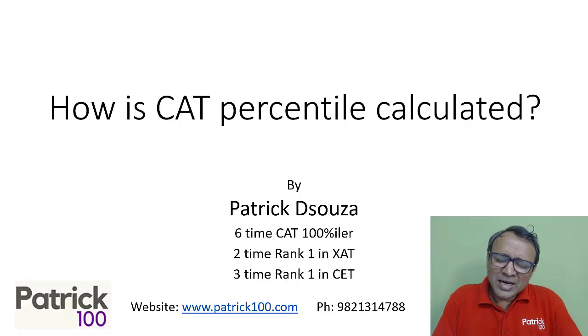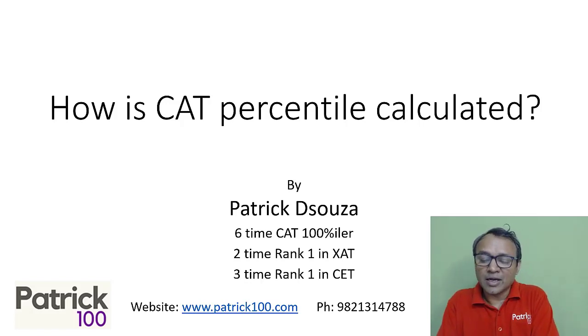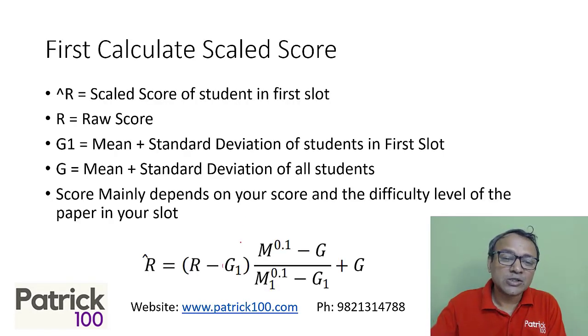When you're looking at writing a CAT examination, the percentile becomes important. What you get in the final analysis is the percentile. I've already made a video on how to calculate the scale score. Now we're looking at how you get a percentile from the scale score. This is the formula for a scale score.